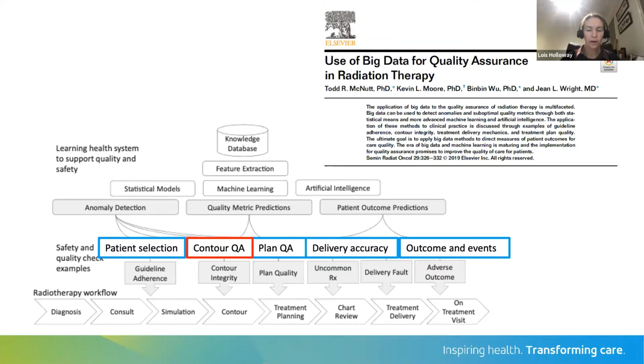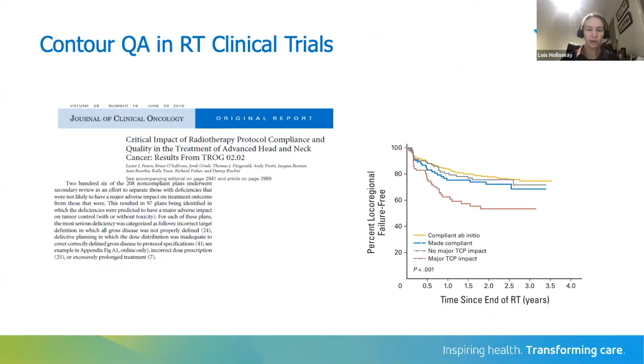So contour QA. For those of you in the radiotherapy space, I'm sure you're very aware of how critical QA is in radiation oncology and in our outcomes. This is a study that was presented quite a number of years ago now. It was a TROG study looking at a head and neck cancer population and looking for the difference with some chemotherapy drugs. In the end, the trial didn't show a difference between the two arms that were considered.